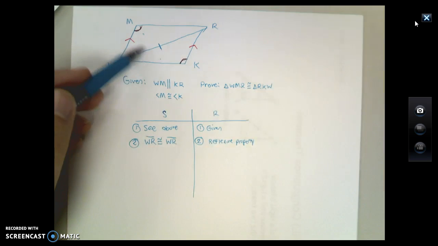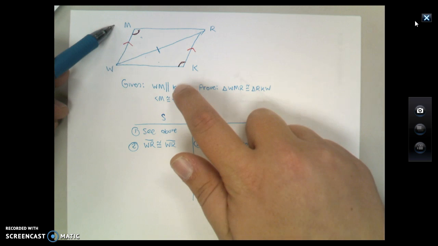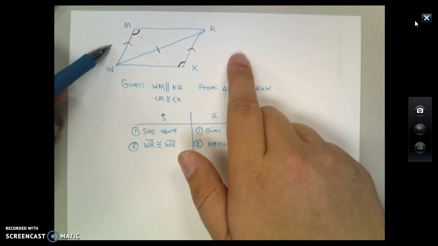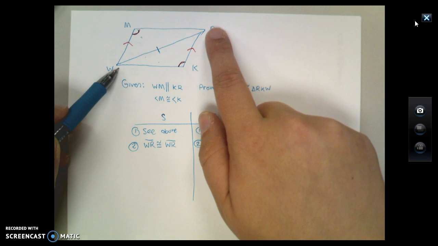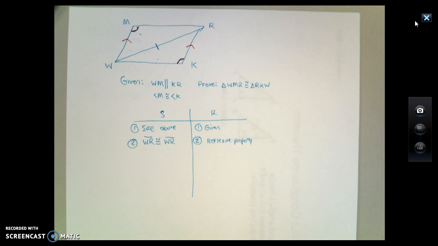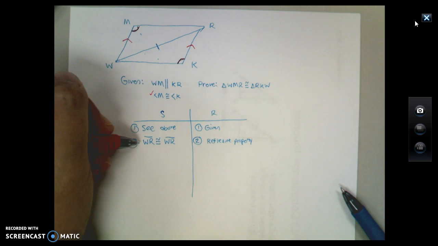The way to think about that, if you're having trouble visualizing that, is think about if I were to pull apart those triangles. Pull them apart from each other. Well, the WR would still be part of the upper triangle, and it would also be part of the lower triangle. But because they match up perfectly, that's why they have to be congruent to each other. Okay? So far, I have my first check mark here. I have my second check mark here.